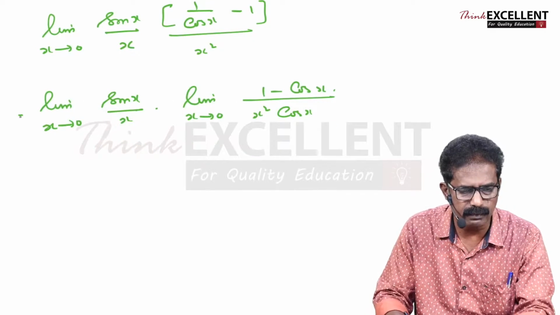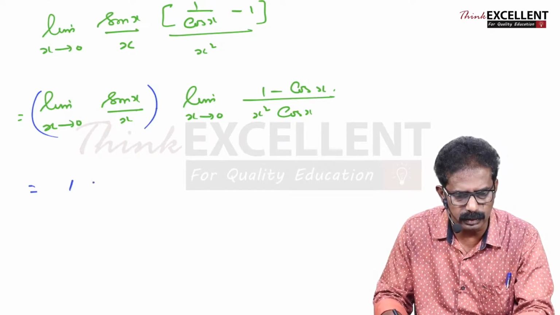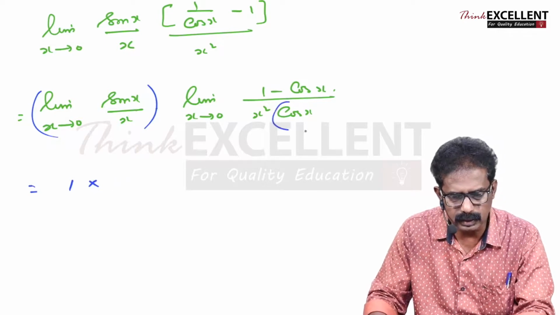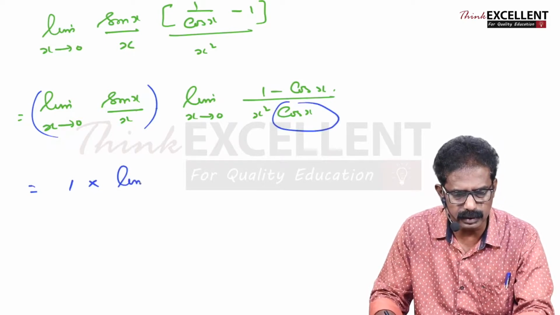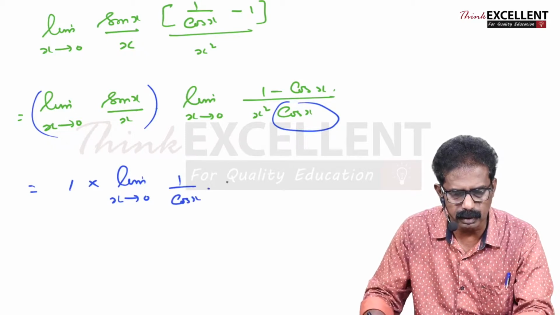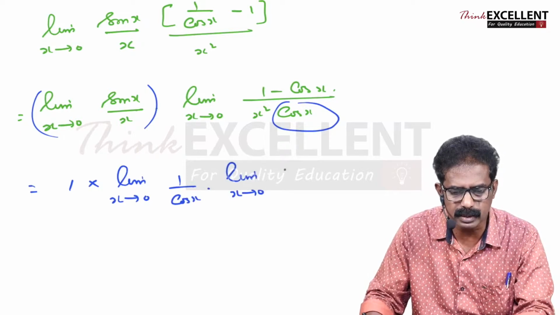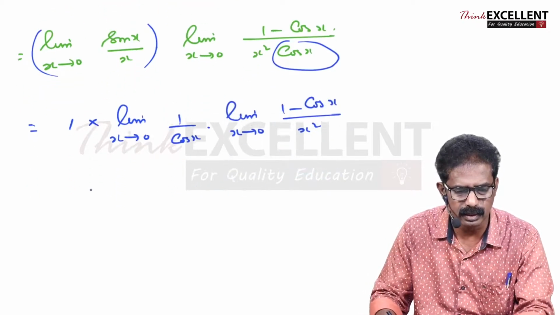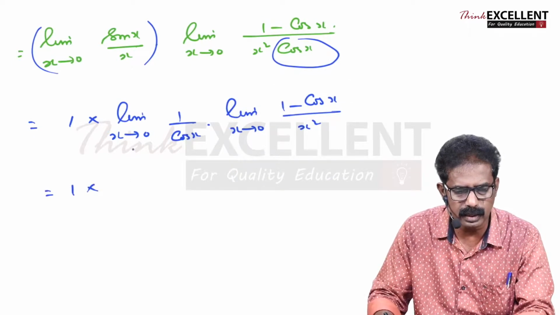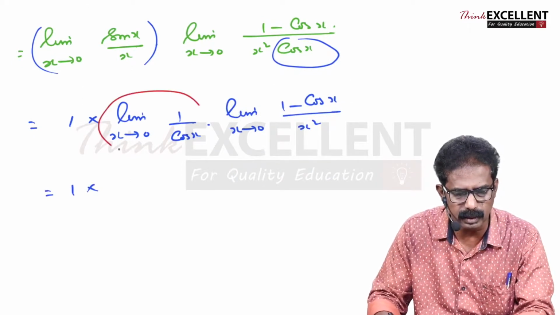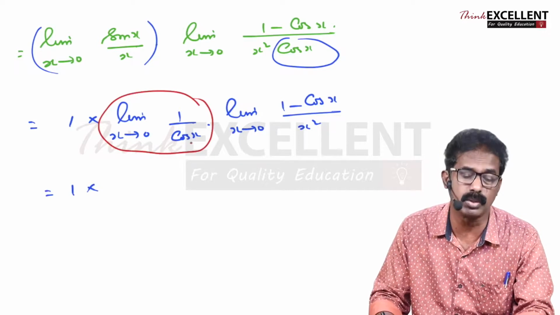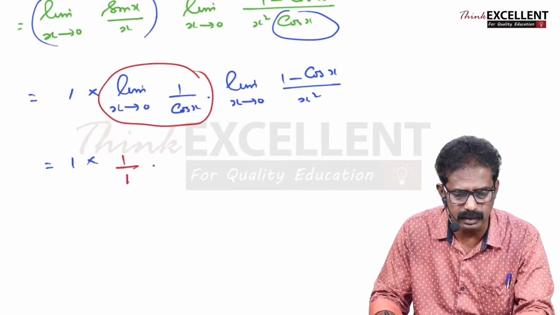So here the first one, this is 1, right? So 1 into this cos x you take separately: limit x tends to 0, 1 by cos x. Remaining, limit x tends to 0, numerator 1 minus cos x, like the previous question, 1 minus cos x by x square. So that is 1 into, here you can apply the limit. For x you put 0, cos 0 is 1, so 1 by 1, right?